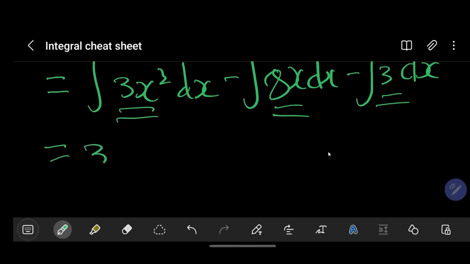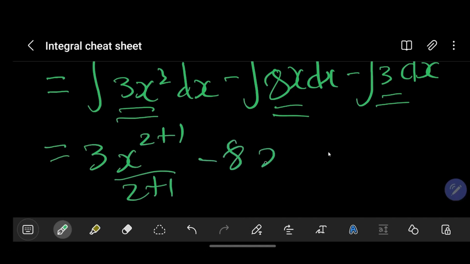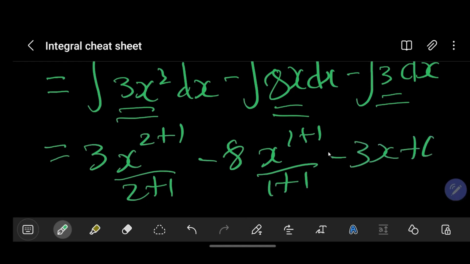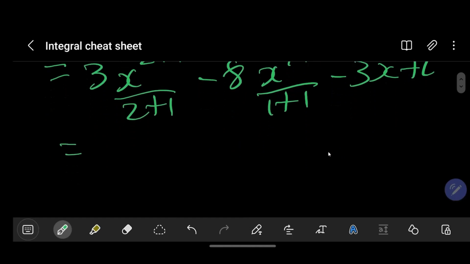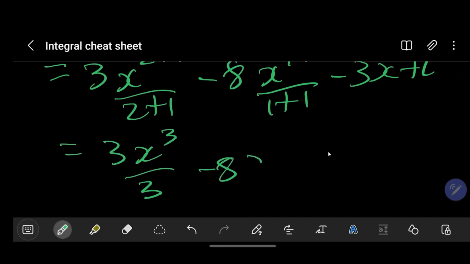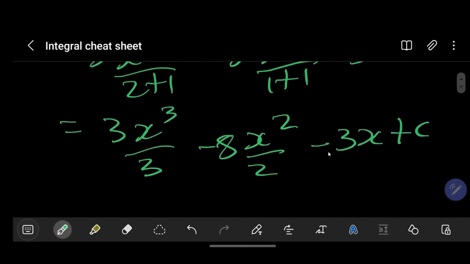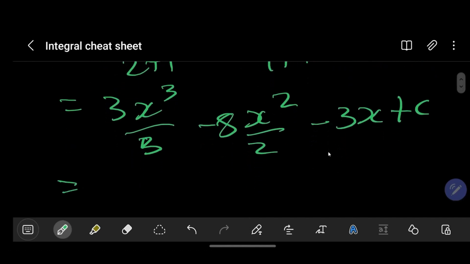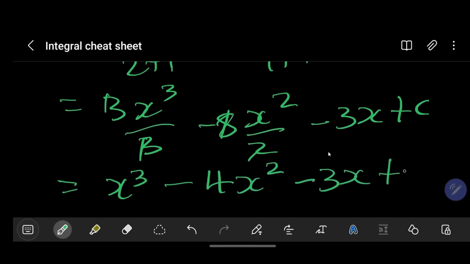So that's equal to 3x into 2 plus 1 over 2 plus 1 minus 8x 1 plus 1 all over 1 plus 1 minus 3x plus c. And if we simplify this, we'll now have 3x cubed over 3 minus 8x squared over 2 minus 3x plus c. Are we done? No, remember to simplify. So 3 and 3 can cancel, so we have x cubed minus, 2 can go into 8 4 times, so we'll have minus 4x squared minus 3x plus c.